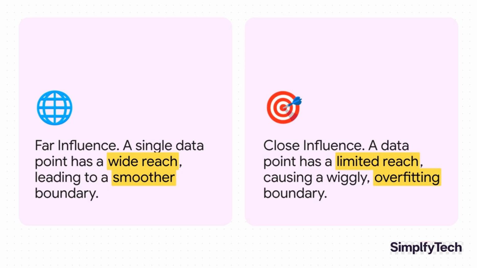Now, for our RBF kernel, we also have this gamma parameter. You can think of gamma as the sphere of influence for a single data point. A low gamma means each point has a far-reaching influence, which leads to a smoother, more general boundary. A high gamma, on the other hand, means the influence is very localized and close by, which can cause the boundary to get really complex and wiggle around individual points, again risking overfitting.